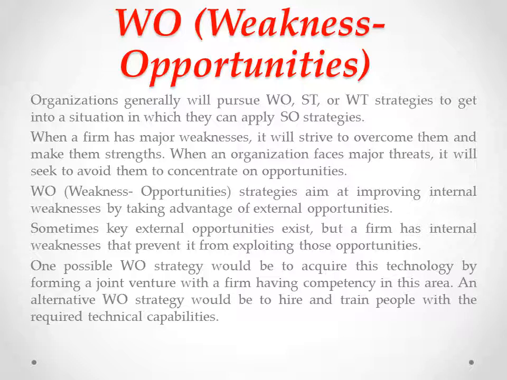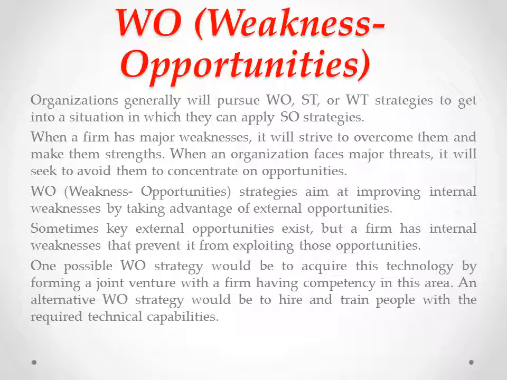Also, organizations generally use WT or WO strategies to get into a situation in which they can apply SO strategies. When a firm has a major weakness, it will try to overcome them and make them strengths. So organizations will exert more effort to change their weaknesses into strengths. When an organization faces more threats, it will seek to avoid them to concentrate more on its opportunities.